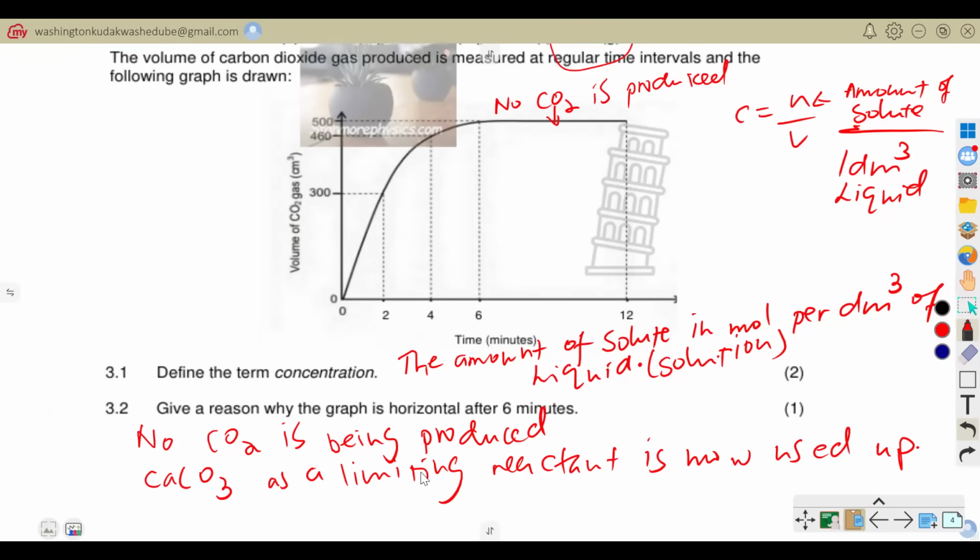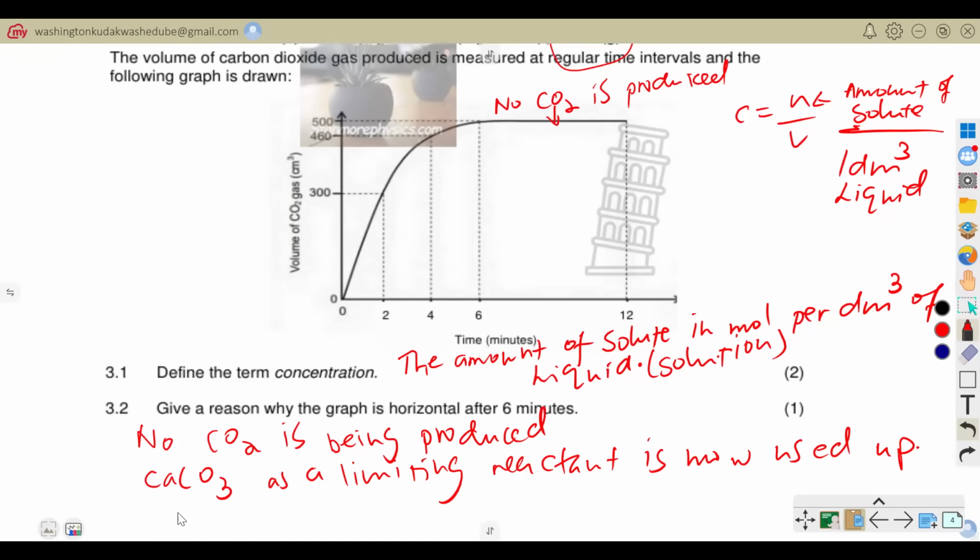It simply means that calcium carbonate is now finished. We no longer have calcium carbonate. So once our limiting reactant has been used up, the reaction ceases. It stops. So once the reaction stops, it simply means that carbon dioxide is no longer being produced.